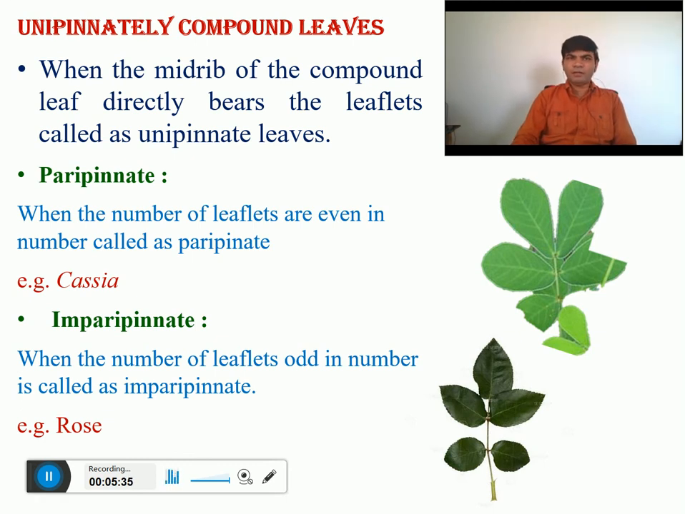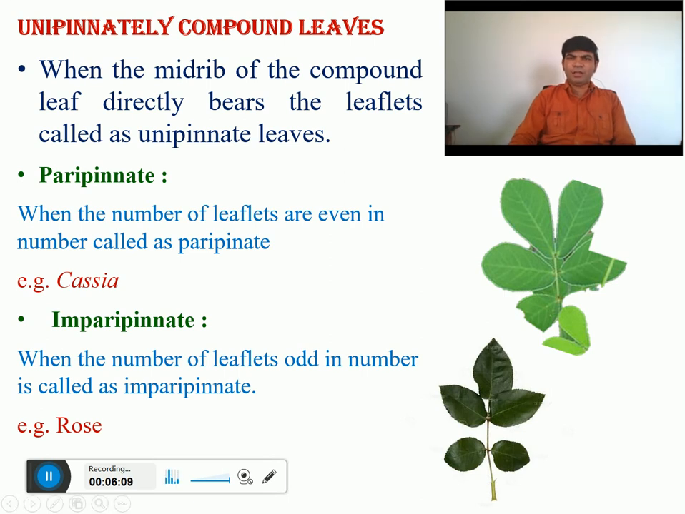When the midrib of the compound leaf directly bears the leaflets, that is called a unipinnate leaf. Means on the rachis there is a direct rise of the leaflets. Here we can see this is the rachis or the midrib on which there is a formation of a number of leaflets. Means there is a direct rise of the leaflets on the main midrib or the primary rachis. So this is called a unipinnately compound leaf.